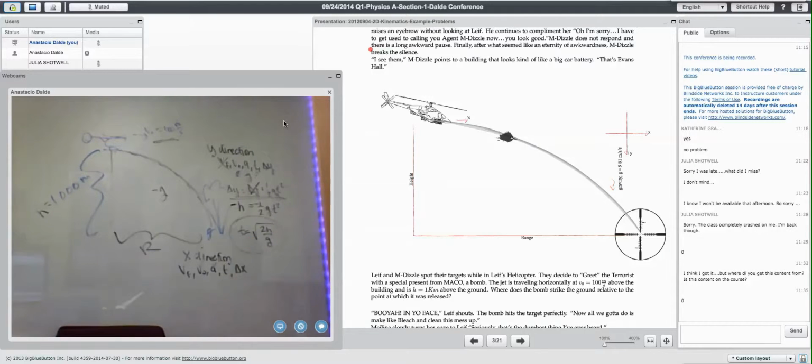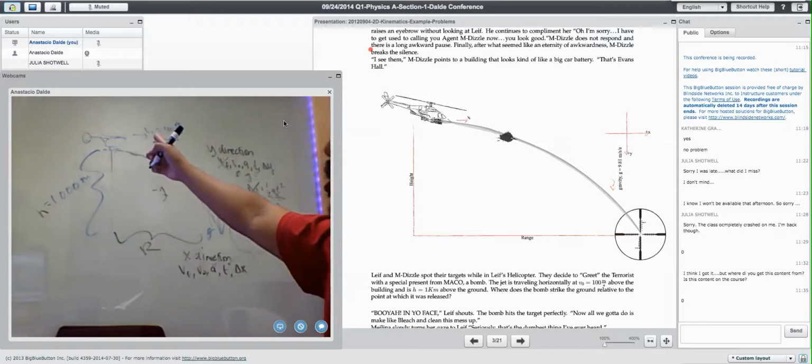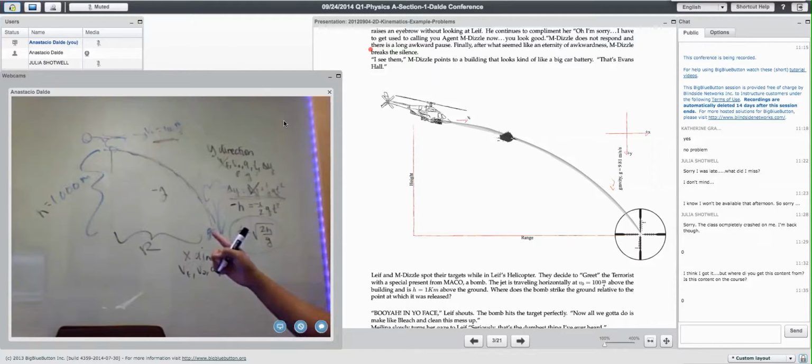It is moving at 100 meters per second over here, and over here it's moving a lot faster actually, but horizontally it's only moving at 100 meters per second. Does that make sense? That last statement didn't really make sense, no. Well, all I'm saying is in the x direction, there is no acceleration. Okay.